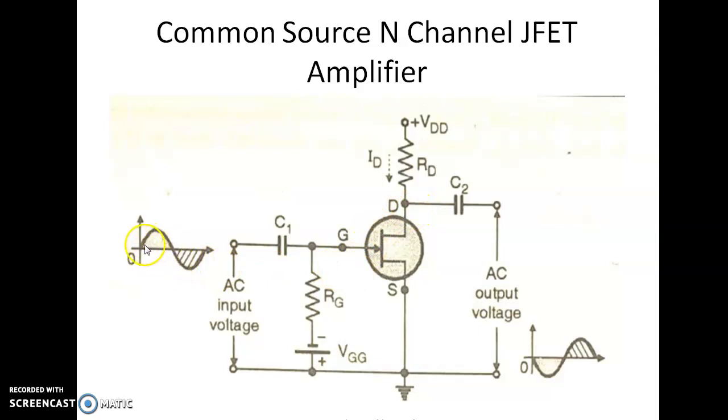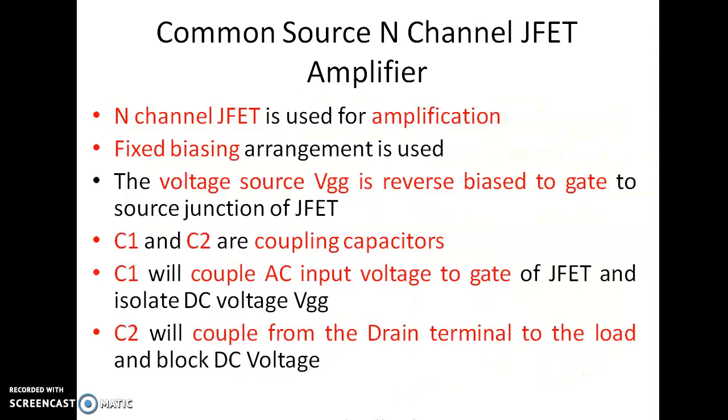We can observe here, during the positive half cycle of the input signal, in the output we are getting the negative half cycle, but it is an amplified output voltage. And during the negative half cycle of the input signal, we are getting the positive half cycle of the output signal, which is again amplified. There is some increase in the voltage level. So there is a 180-degree phase shift between input voltage and output voltage.